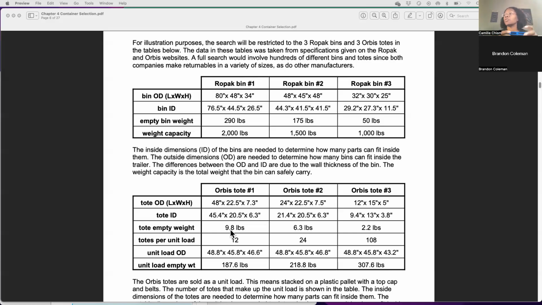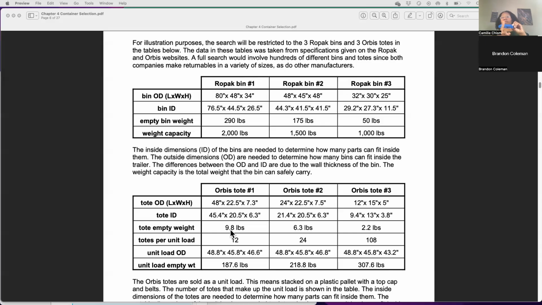The next one is a 24 by 22 by 7.5. So the 24 on a 48 by 45 pallet, instead of one across the length of this pallet, you're going to have 2 across.